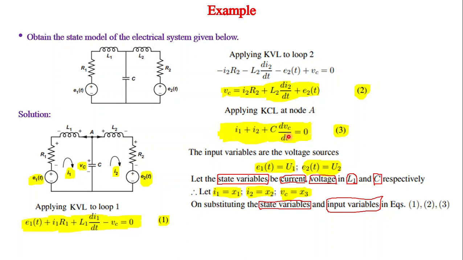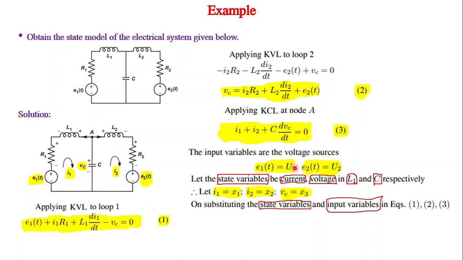So I1 plus I2 plus C dVc by dt equal to 0. So this is one current I1, this is I2 and this is C dVc by dt. Or we can take this is I1, right? This is I2, this is C dVc, right? So summation is 0. Now the input variables are nothing but the voltage sources E1 of t, E2 of t.